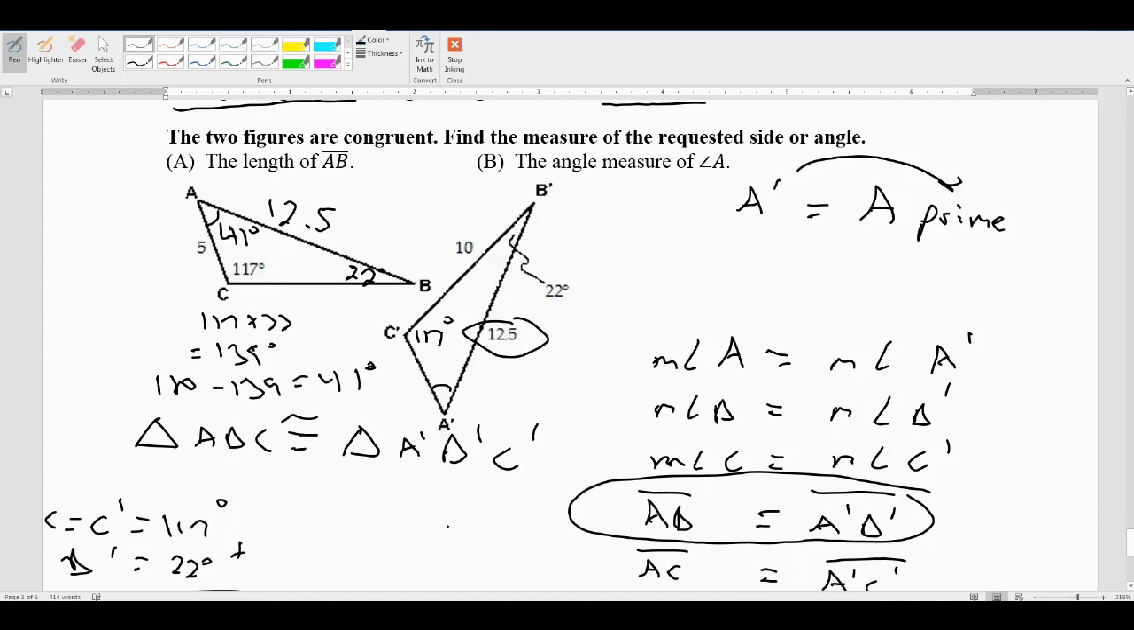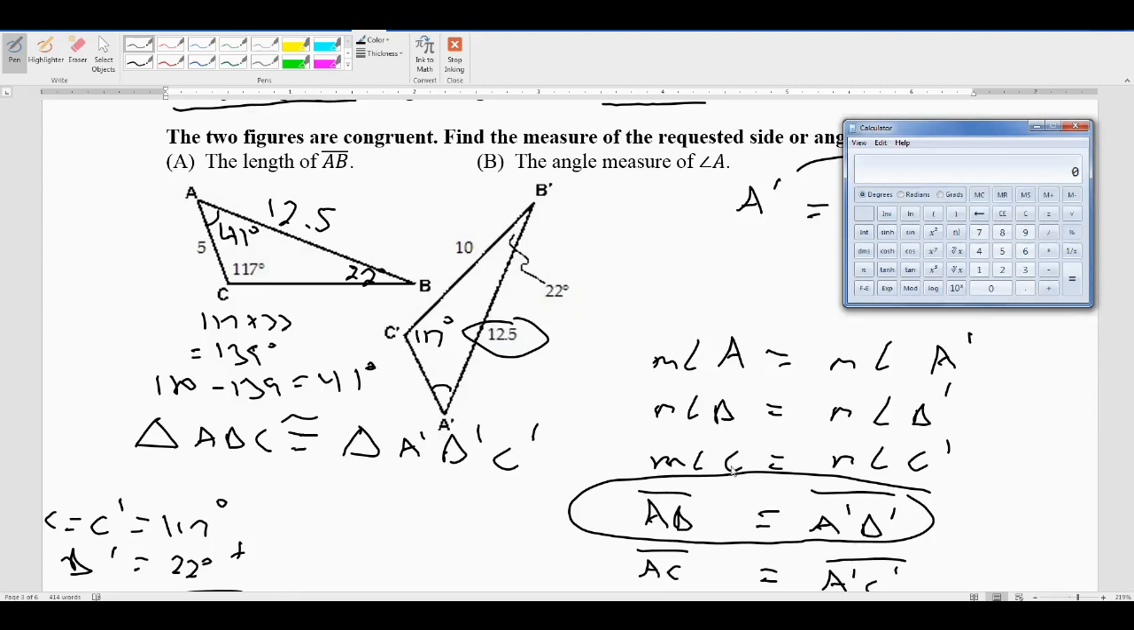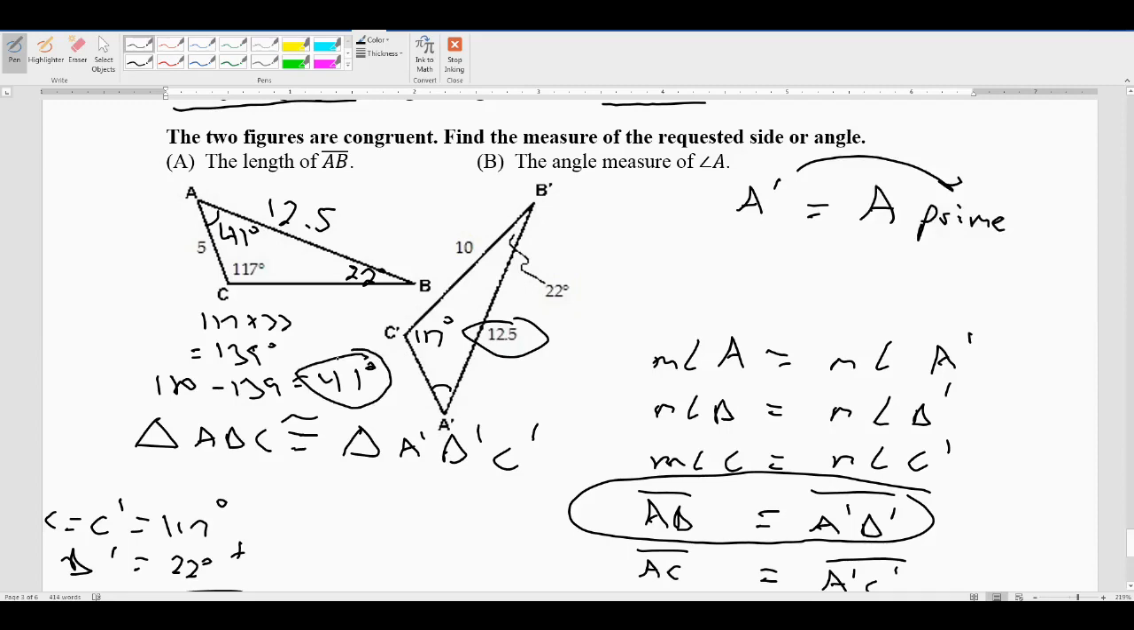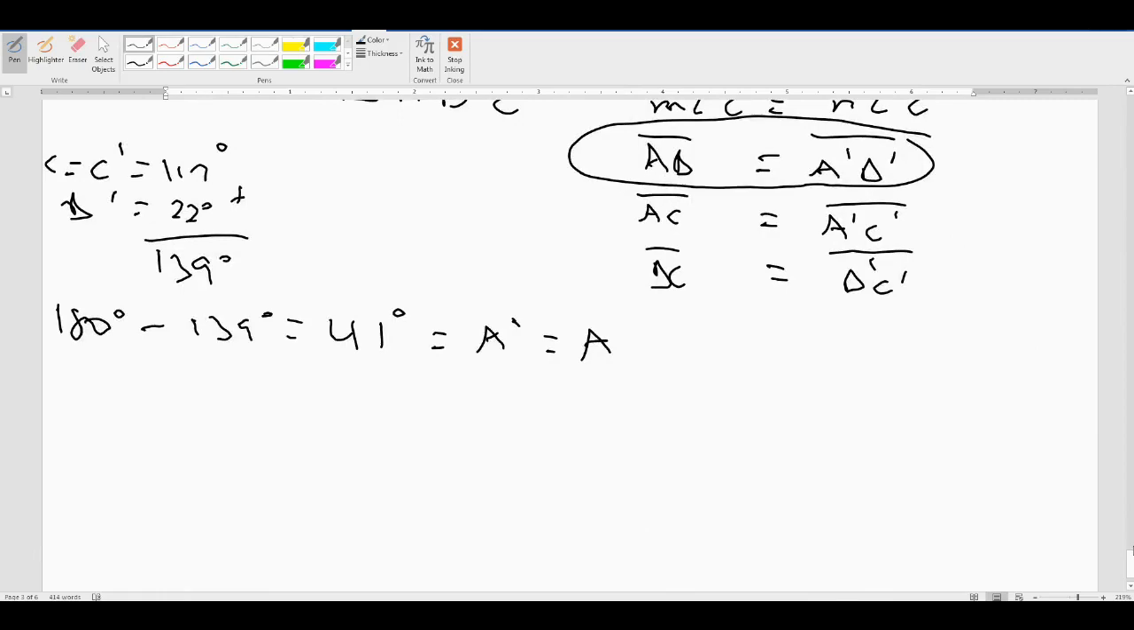And if you want to make sure about what I did, it never hurts to take out a calculator. So I can take 117 plus 22, we get 139. So 180 minus 139, 41. So everything checks out. That's the answer. I think that's the last example. And it is.